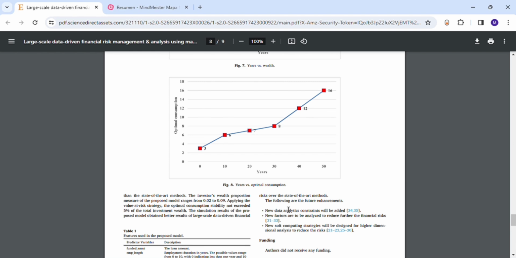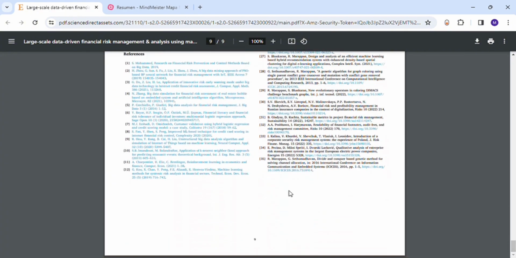The following are the future enhancements. Okay, this is the end of the document.